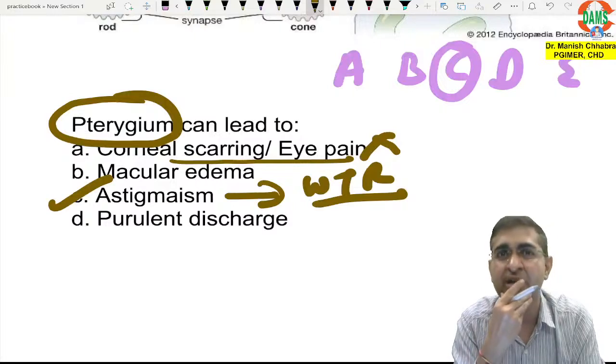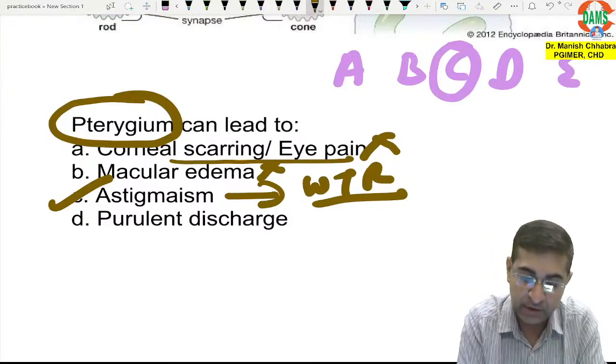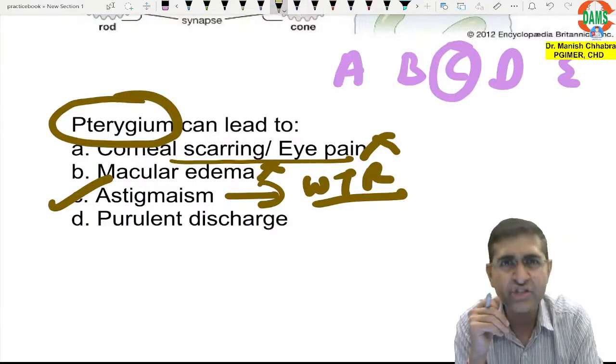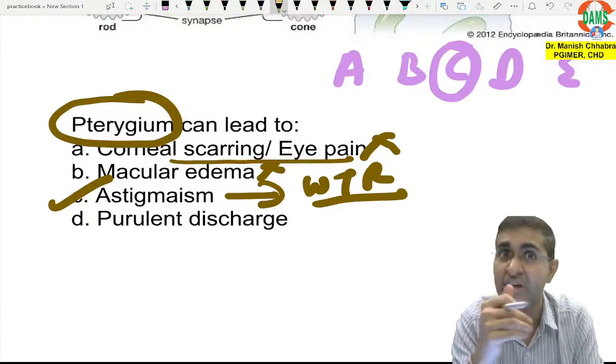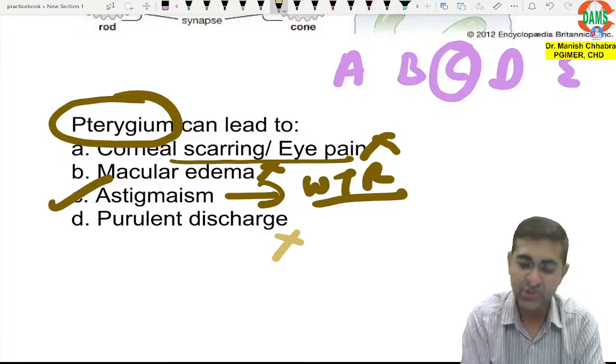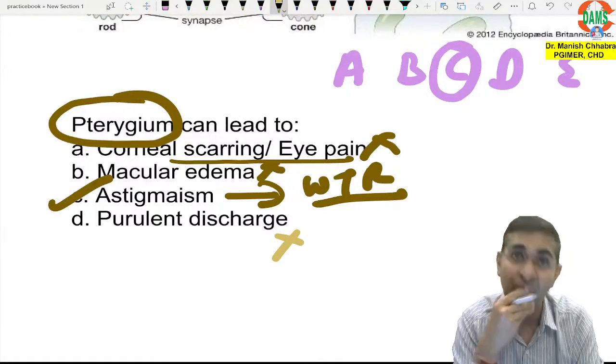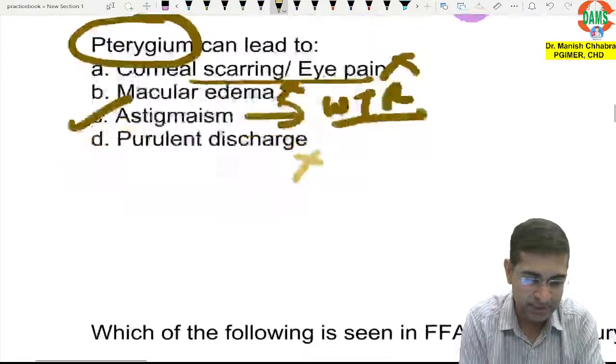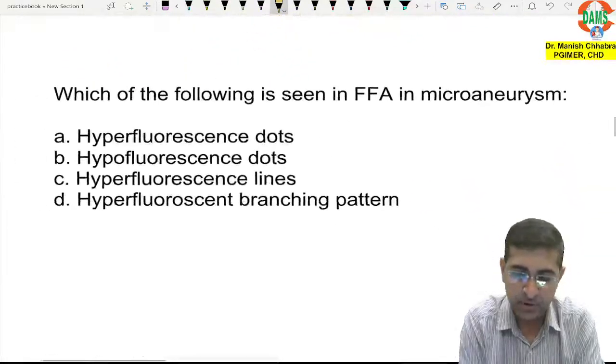Macular edema. Pterygium has nothing to do with macular edema. Purulent discharge. I told you, it is an elastotic degenerative condition, not an infective condition. So purulent discharge, no. I hope it is understandable. Now coming over to the next question.